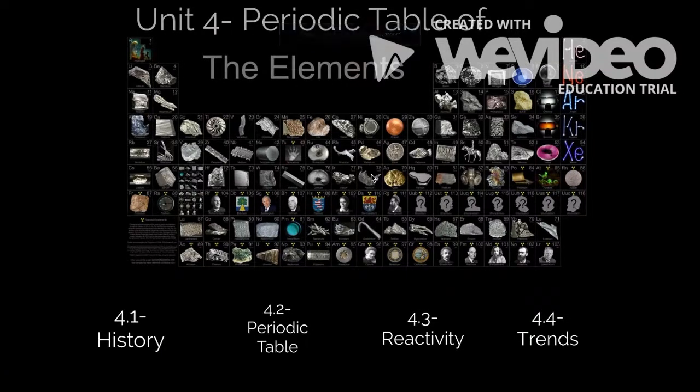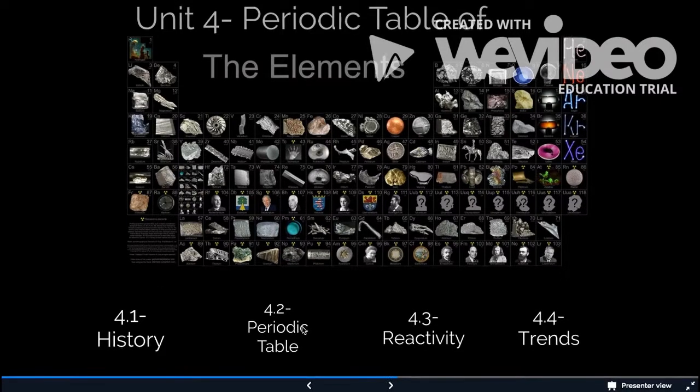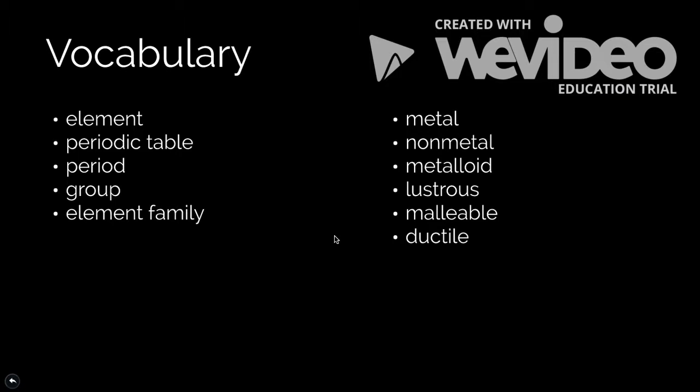So let's talk about the periodic table and the way that it is set up. This will be our second section on this unit, and here's our vocabulary. By the end of this video, you should be familiar with all these different terms. So we have element, periodic table, period, group, element family, metal, non-metal, metalloid, lustrous, malleable, and ductile.